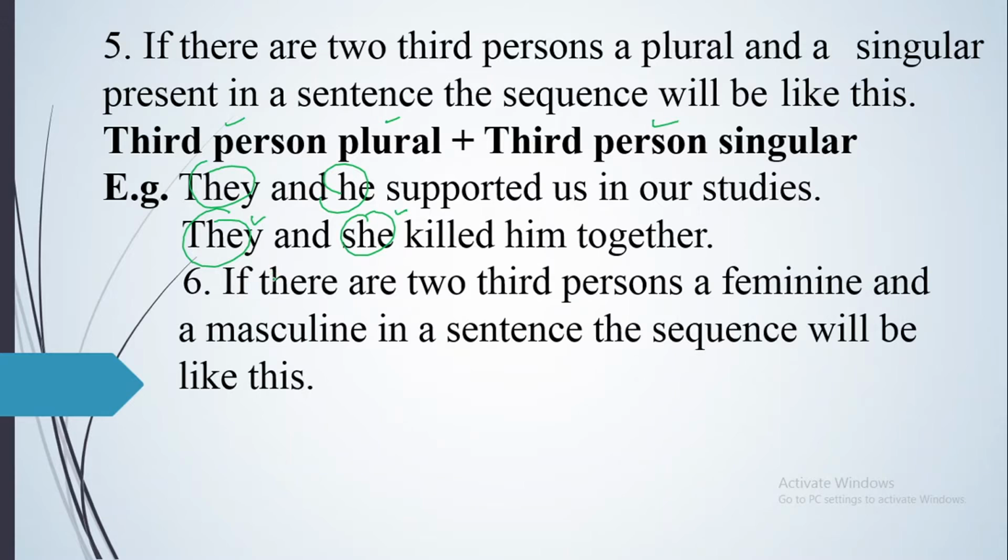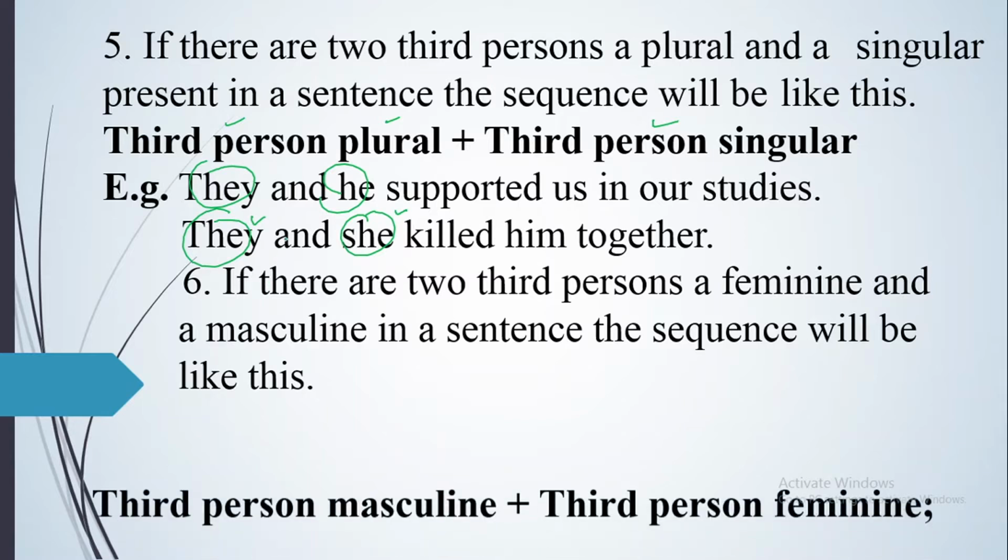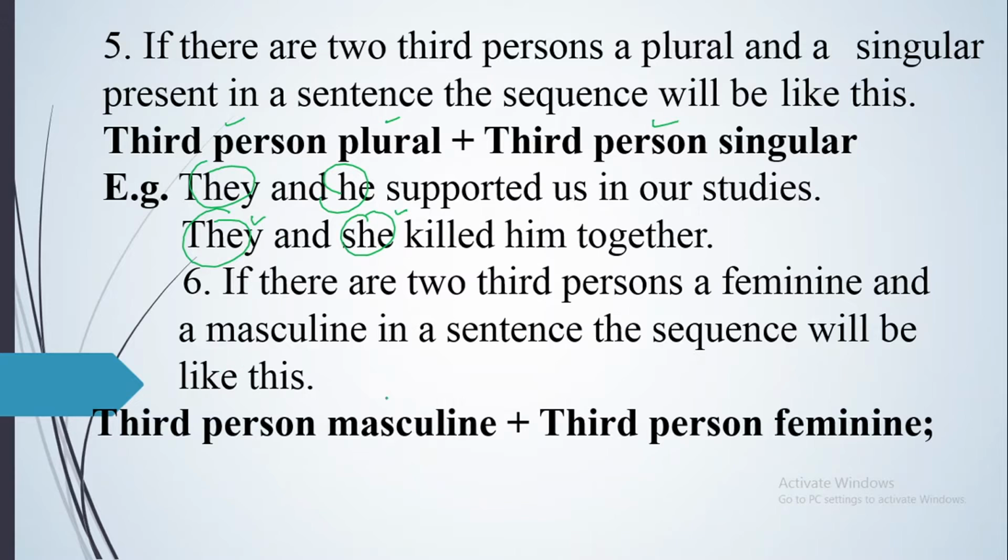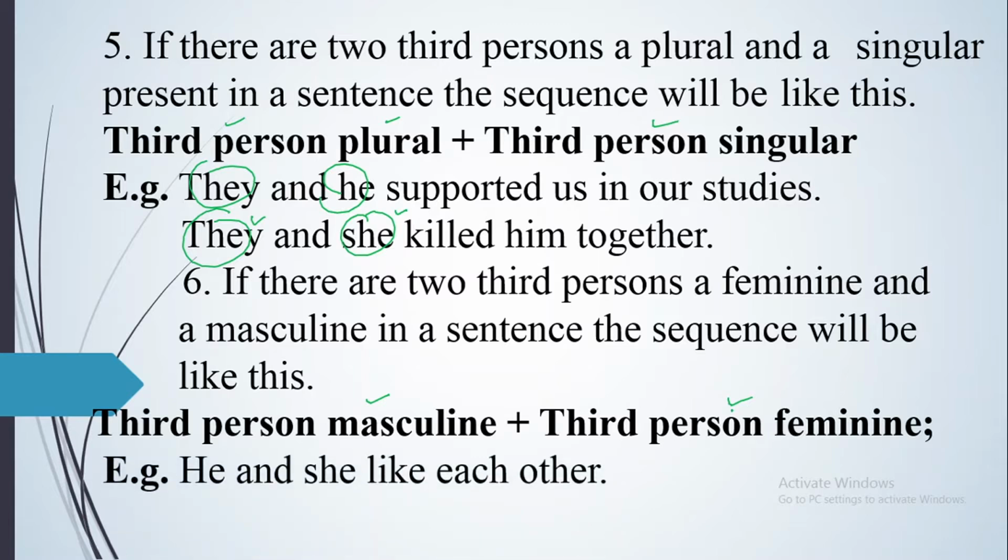If there are two third persons, a feminine and a masculine, in a sentence, the sequence will be like this. What will be the sequence? First you will bring the third person masculine and then third person feminine. Example: He and she like each other. First you will bring the masculine and then feminine, and both are third person singular. So first masculine and then feminine. He and she like each other.